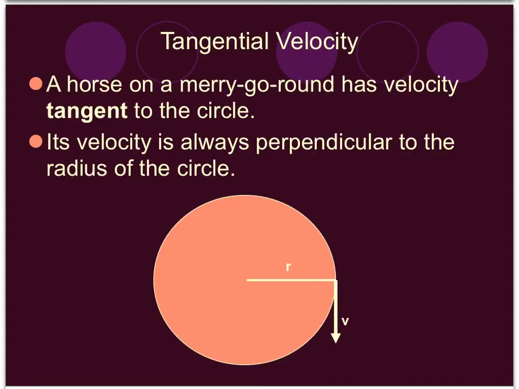For objects that are moving in a circle, we say they experience tangential velocity, meaning that their velocity is always going to be tangent to the circle, or in other words, it's always going to be perpendicular to the radius. So you can see on the diagram that that velocity is making a right angle with the radius of that circle.